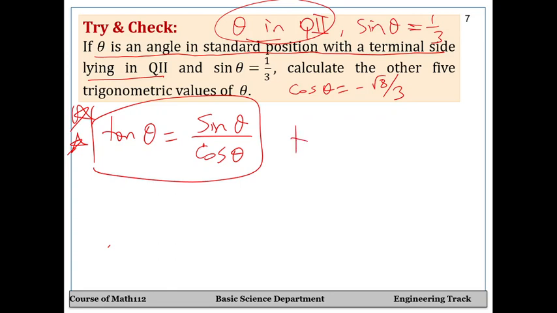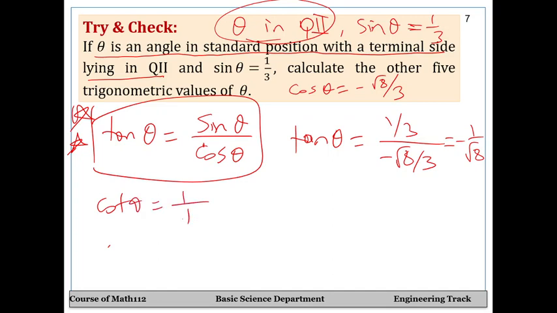Now we can use tangent theta as sine theta, this is 1 over 3, and this is negative square root of 8 over 3, and then it will give you minus 1 over square root of 8. And what about cotangent theta? It's 1 over tangent theta, which is equal to negative square root of 8. So you flip the fraction.